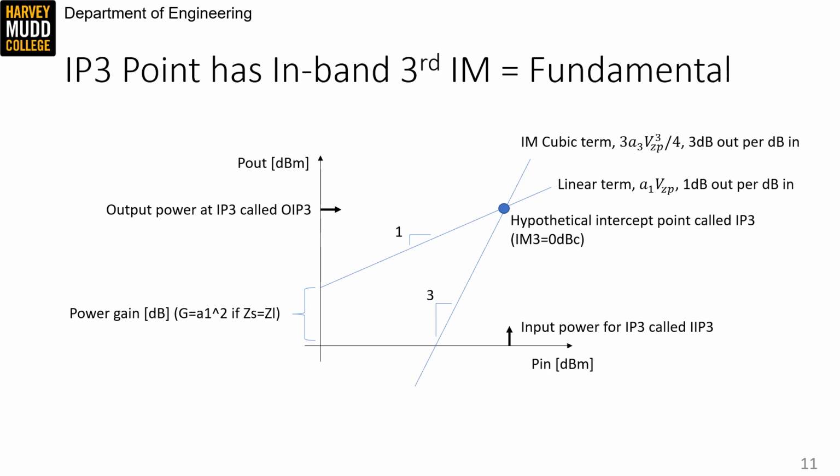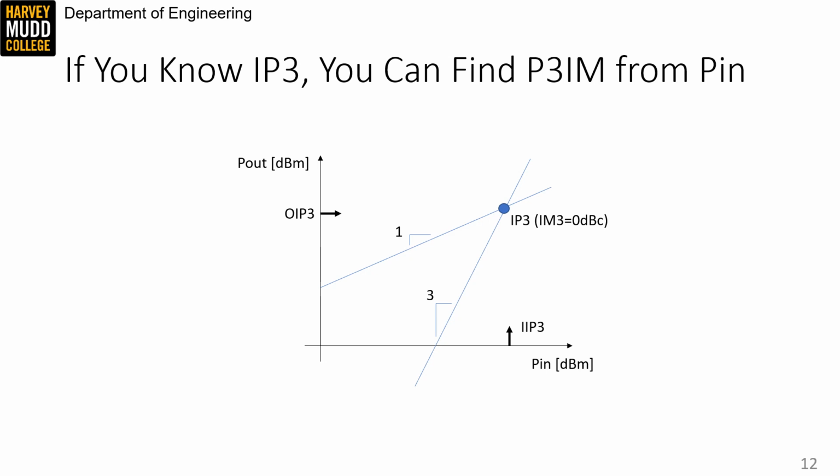IP3 is impossible to measure directly because amplifiers would blow up if you applied IIP3 to their input. Creating a third order term the same size as the fundamental is way outside the practical capabilities of most amplifiers. So why keep track of IP3 if we can't measure it? We're most interested in IP3 because it's useful for calculating the power of intermodulation products.